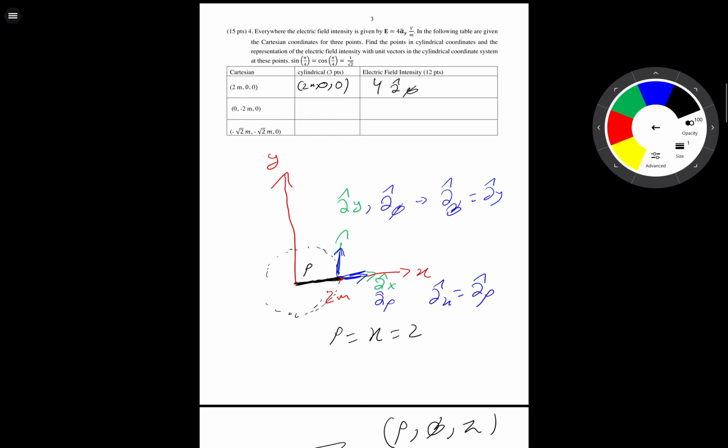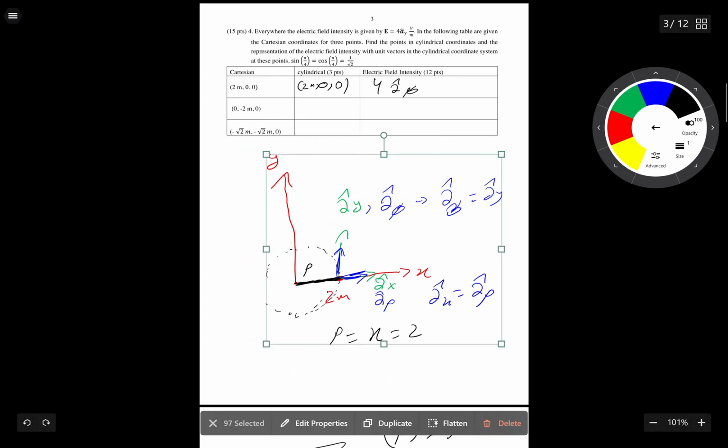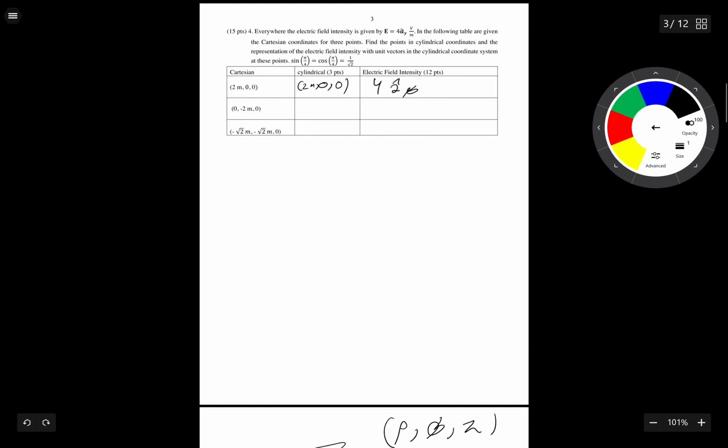Now coming to our second point, let me quickly get rid of this. Let me make the axes again. Okay, so this is y, this is x. We have a point at -2 on the y-axis. X is 0 and z is 0. So we know we have a cylinder in the cylindrical coordinate system with its center at the origin, so the radius is going to be to this point.